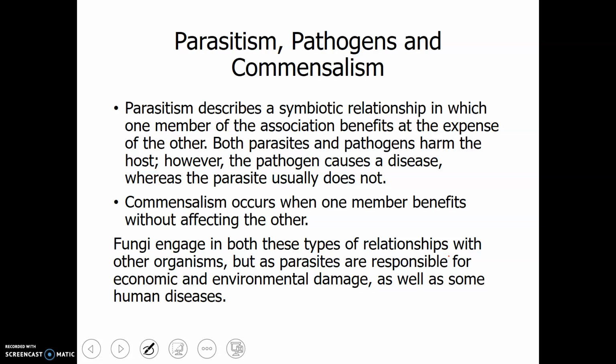Okay, so parasitism is when a fungus is a parasite, the fungus attacks a host and the host gets a disease or maybe dies. And if the relationship is commensalism, the fungus lives off of the host, but the host is not affected.